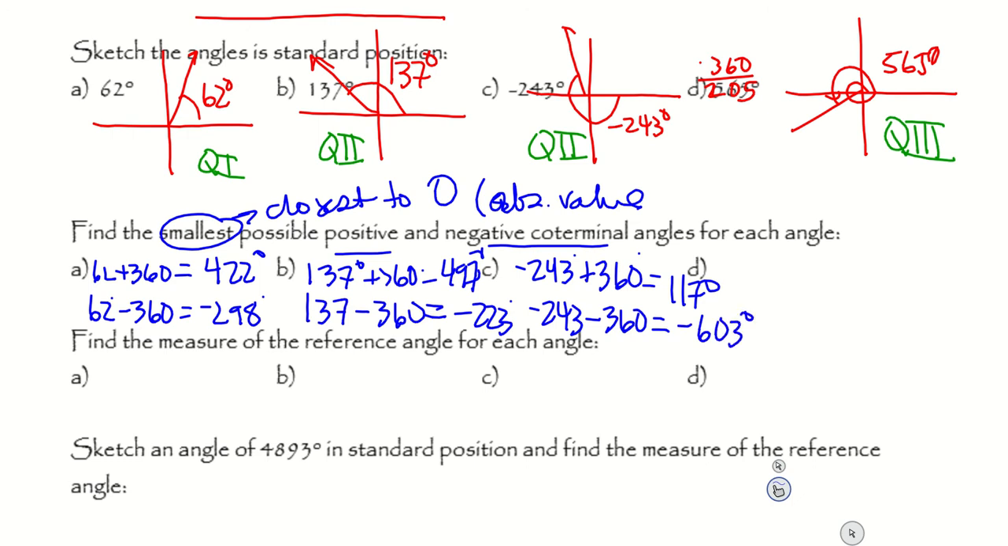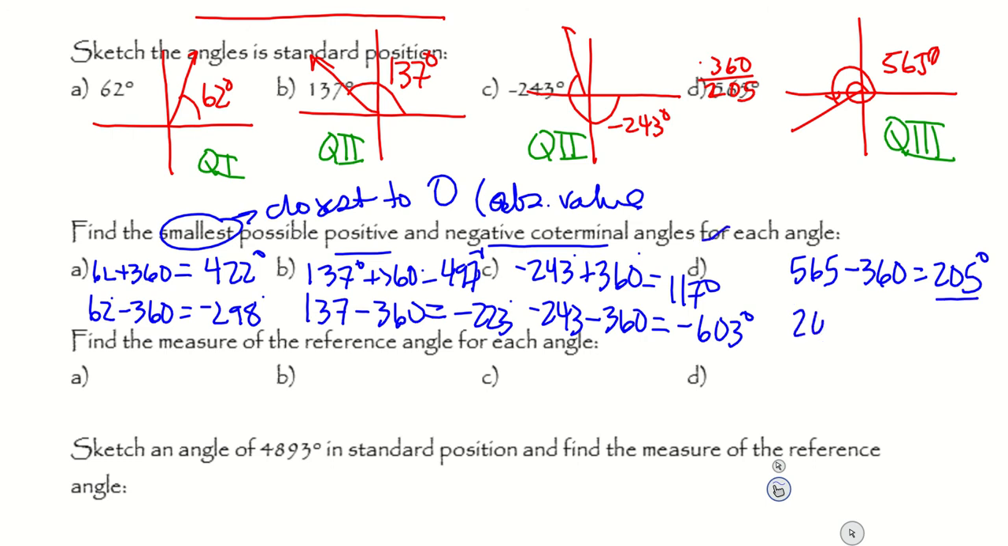For the last one, I had 565. Now 565 is more than 360. If I add 360, I'm going to get farther away from 0. But if I subtract 360, I get 205. That's a positive angle, which is closer to 0. That's the one that qualifies.